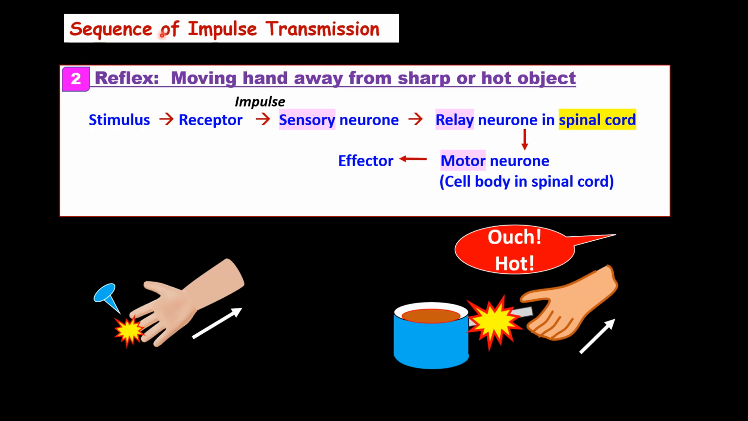So as a conclusion, for the sequence of transmission of information for a reflex action of moving the hand away from a sharp object or a hot object, the sequence is as follows. The stimulus is detected by the receptor, which produces an impulse that is transmitted by the sensory neuron to the relay neuron in the spinal cord, not to the brain. Then the relay neuron transmits the nerve impulse to the motor neuron, and from the motor neuron, the impulse is transmitted to the effector. Now for the motor neuron, part of the cell body is in the spinal cord.